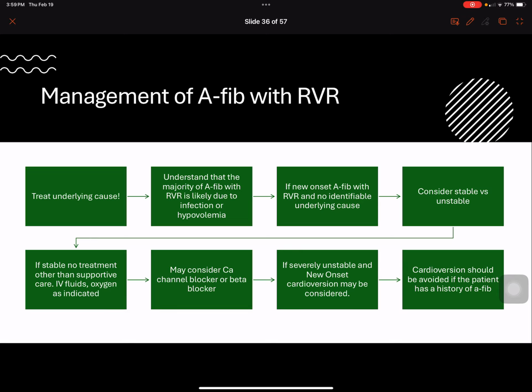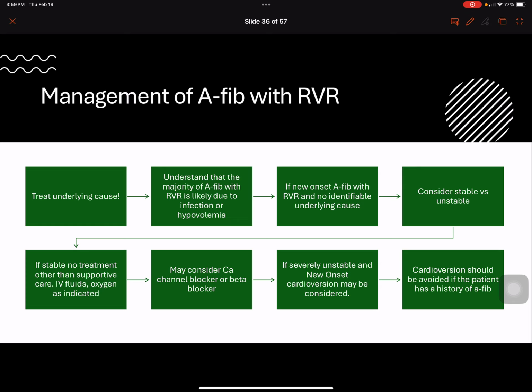If stable, let's support them, give IV fluids, oxygen. We could consider a calcium channel blocker or beta blocker. And if your service doesn't carry those, that's okay. But here, we're going to consider those treatments. And a lot of services carry verapamil or diltiazem.